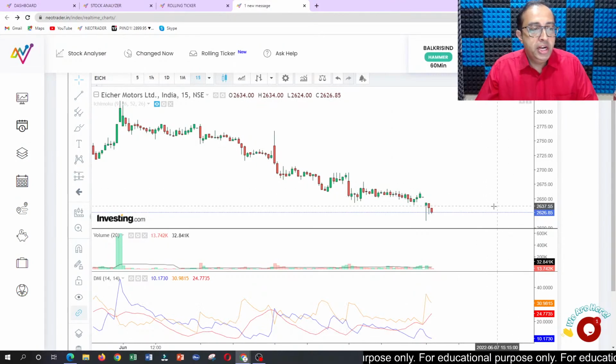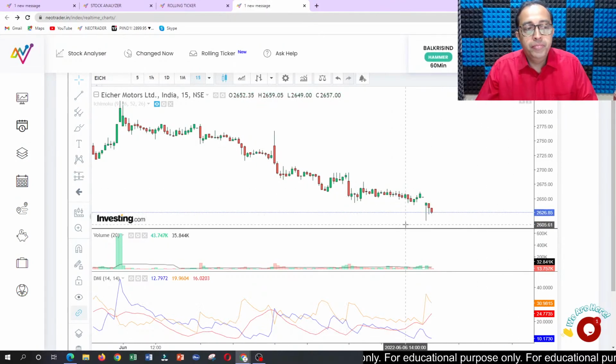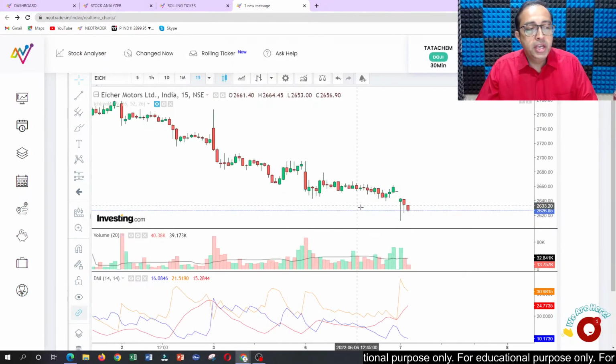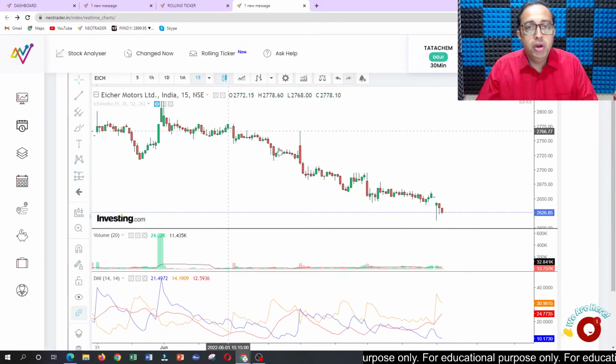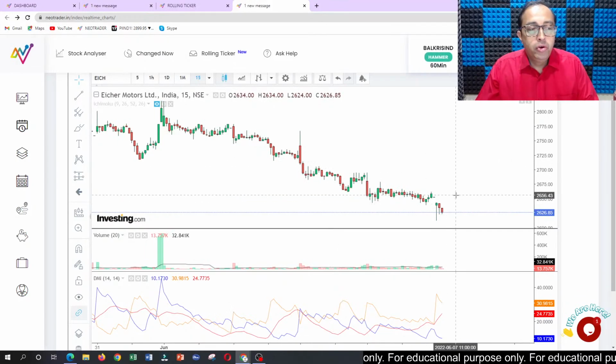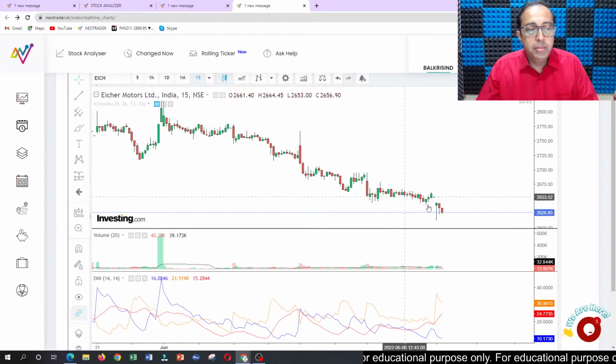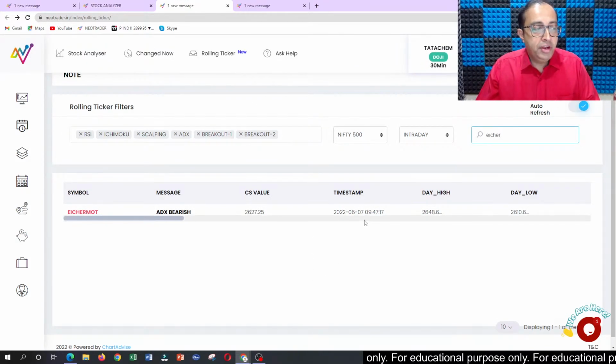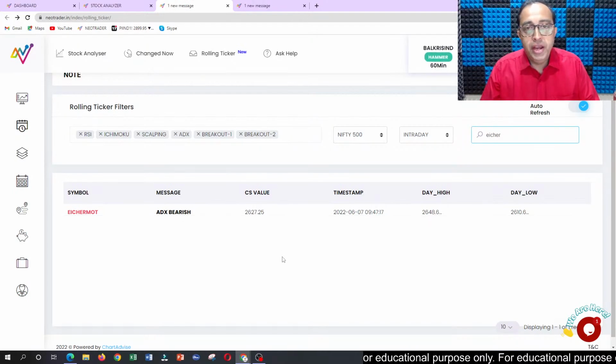Yes, there was an attempt at recovery by forming a hammer after a gap down, but then you can see here that today the trends are once again in the direction of the ongoing trend. So it's a clear indication that there is a bearishness building here, and the rolling ticker has already identified it. It's a recent flash at 948. So you know that yes, there is some bearishness building in Eicher Motor, and the trend could continue lower, right?